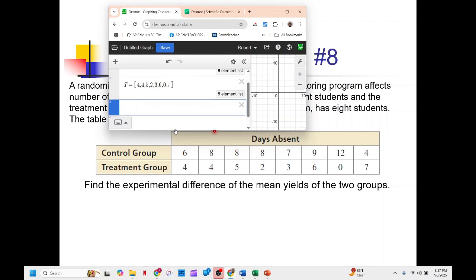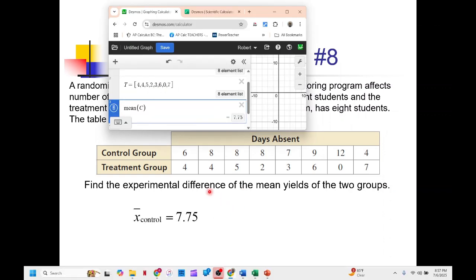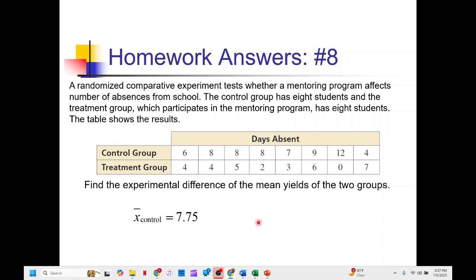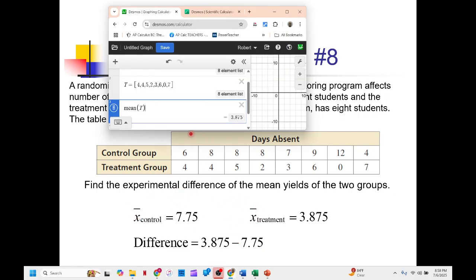All right. So now let me go ahead and take the mean of the control group, and that comes out to 7.75. And now the mean of the treatment group is 3.875. So I just need to do 3.875 minus 7.75 in order to find this difference that they're asking for. And this little X bar thing is just talking about a sample mean. So let's go ahead then and do 3.875 minus 7.75 to get a final answer.